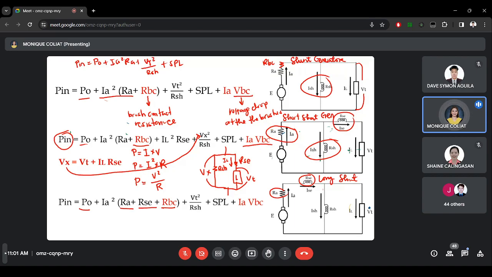Then we have VT squared over RSH. Where does that come from? Here. Why is it VT again? Because the terminal voltage here is equal to the voltage across RSH because they are in parallel. Plus the stray power loss, plus IAVBC. Again, IAVBC will be included if there is a VBC given. If there is not, then neglect it.